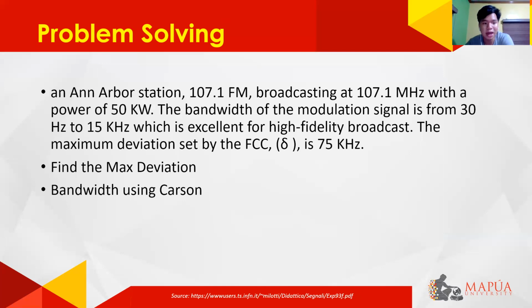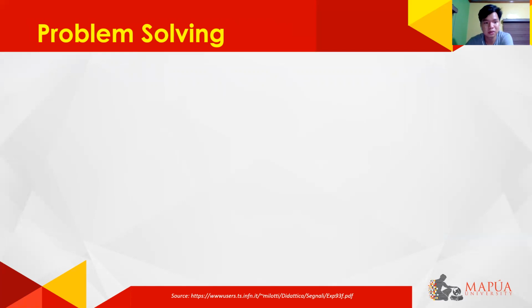An Ann Arbor station 107.1 FM is broadcasting at 107.1 megahertz with a power of 50 kilowatts. The bandwidth of the modulated signal is from 30 hertz to 15 kilohertz, which is excellent for high fidelity broadcast. The maximum deviation set by the FCC is 75 kilohertz. We need to find the maximum deviation and bandwidth using Carson's rule as we presented in the previous slide.